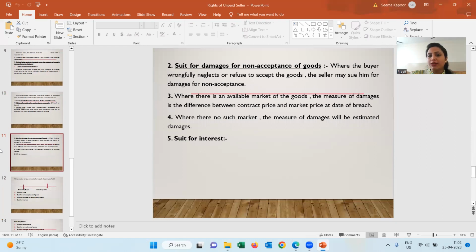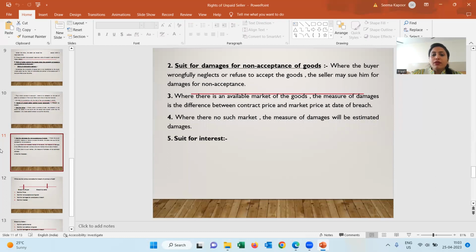Secondly, suit for damages for the non-acceptance of goods. अब in case अगर buyer wrongfully neglect कर रहा है और refuse कर रहा है goods को accept करने में, तो seller उसके लिए भी उसको sue कर सकता है for damages for non-acceptance, कि आप accept नहीं कर रहे. उस केस में अगर seller को किसी तरह की damages होती हैं, तो seller will sue.